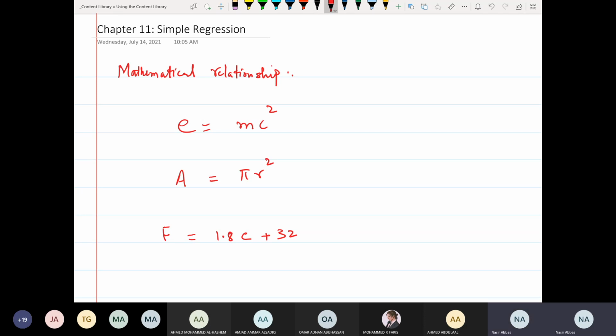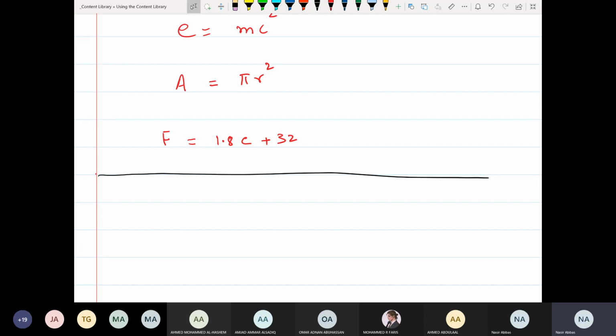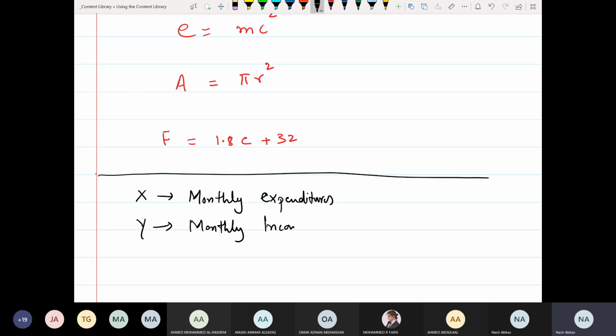On the other side, we have some variables where we think that there is some relationship, but it's not exact. For example, I define X as the monthly expenditures and I define Y as the monthly income. Now, for a person whose monthly income is more, what do you expect about the monthly expenditures?